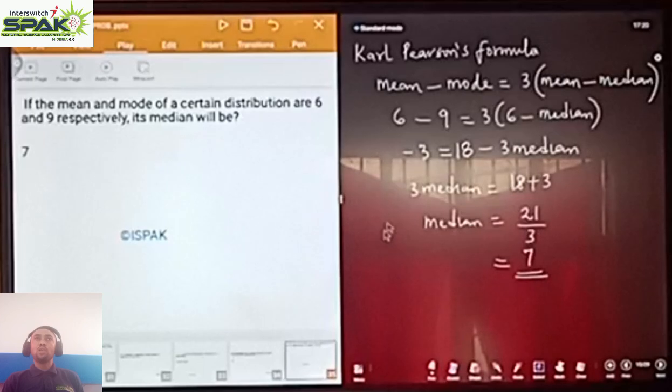So when we substitute our values, mean is 6, mode is 9. Then 3 into bracket mean, which is 6, minus median. By opening the bracket, 6 times 3 is 18, and 3 times median is 3 median. Then 6 minus 9 is minus 3. Collecting like terms, taking 3 median to the left hand side, we have 3 median. Bringing minus 3 to the right hand side, we have plus 3. Adding it together, 21, divide both sides by 3, then the median will be 7. So that is the median, 7.